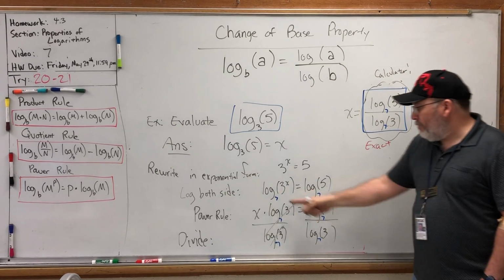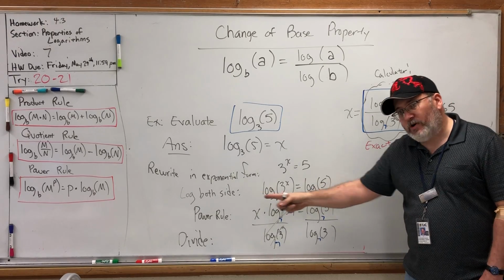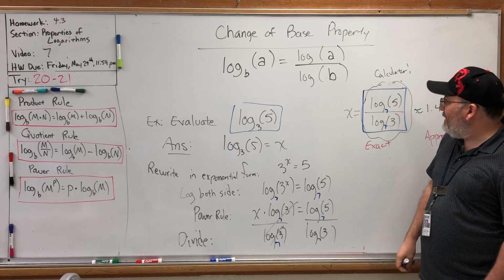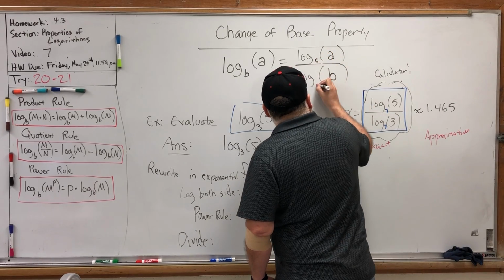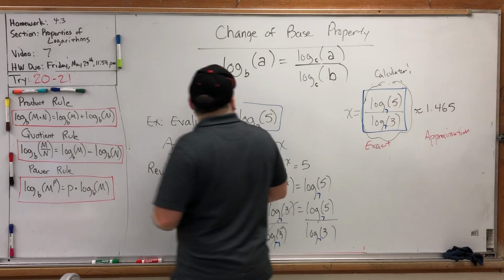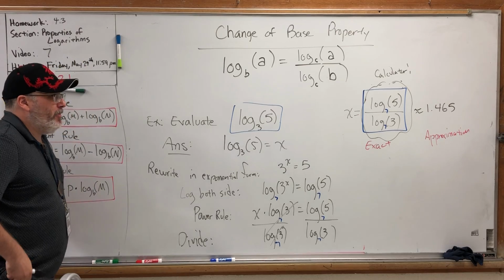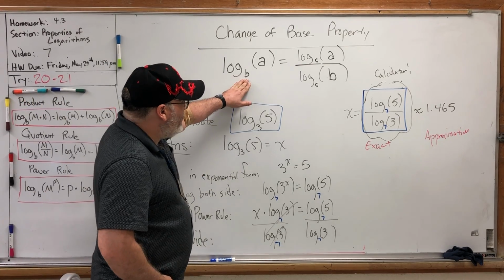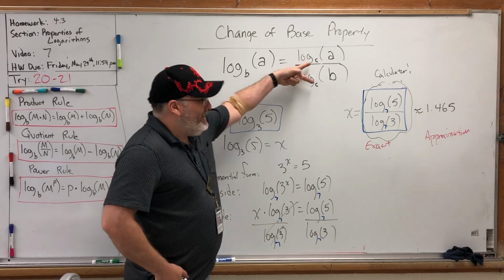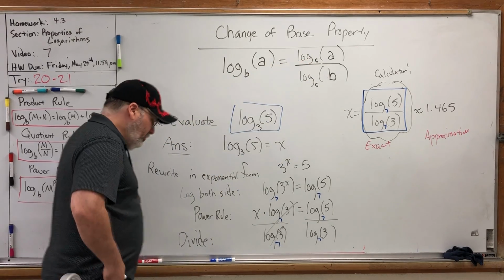And out of nowhere, we brought in a new log with a base of our choice. I can't use A, I can't use B, let's use C. And voila, just like that, we have what's called the change of base property, which does exactly as its name implies. The base changed from B to any base I want.